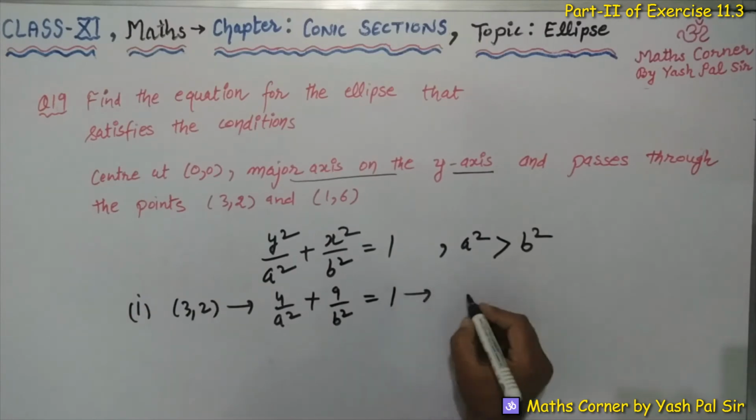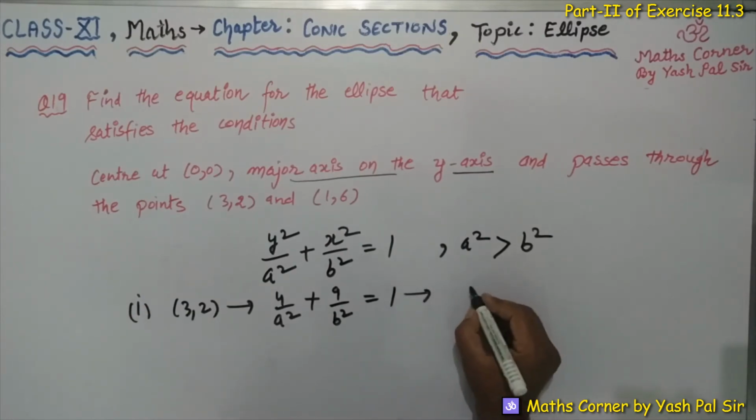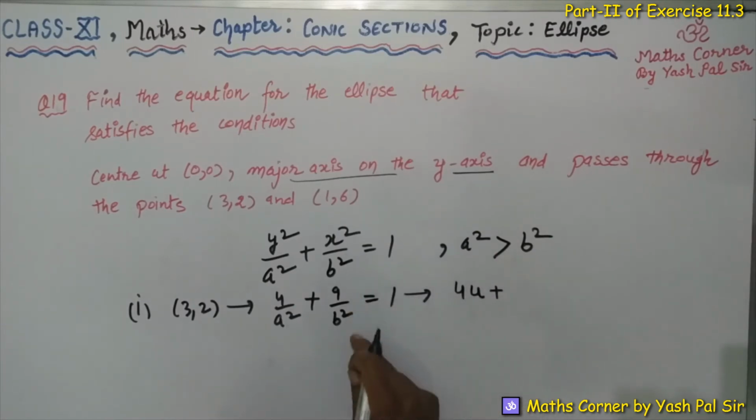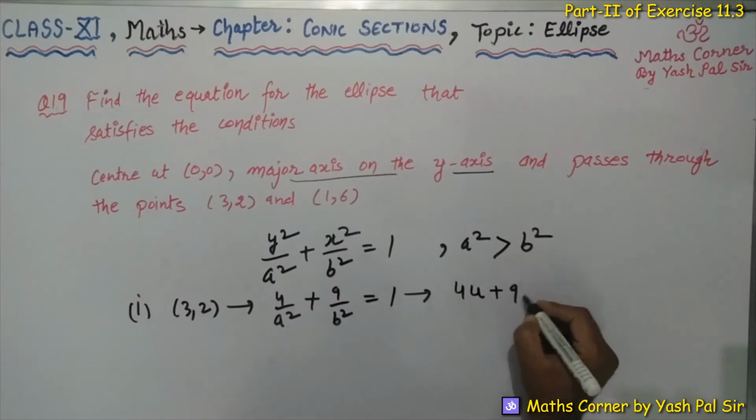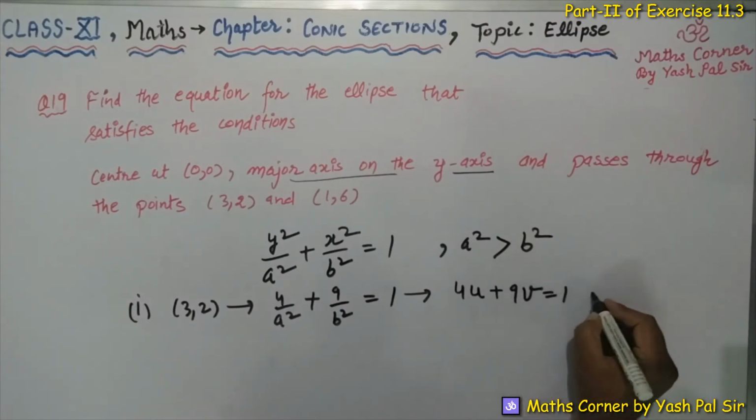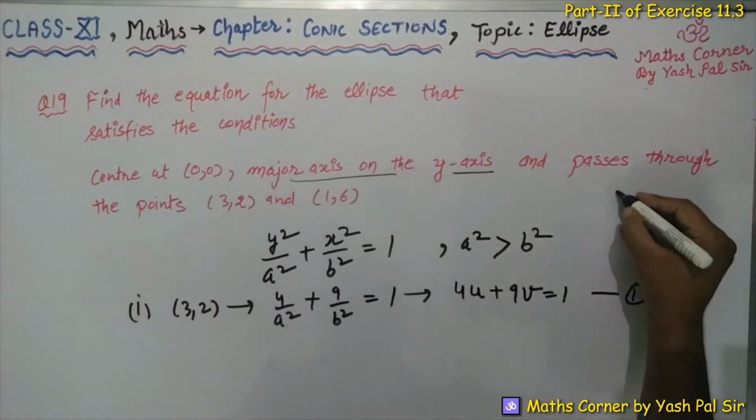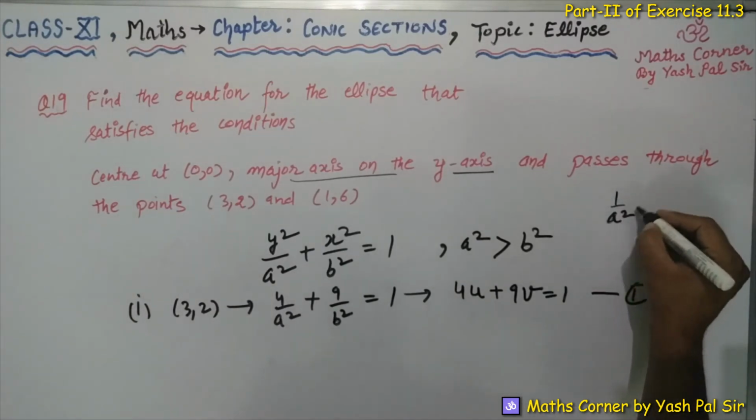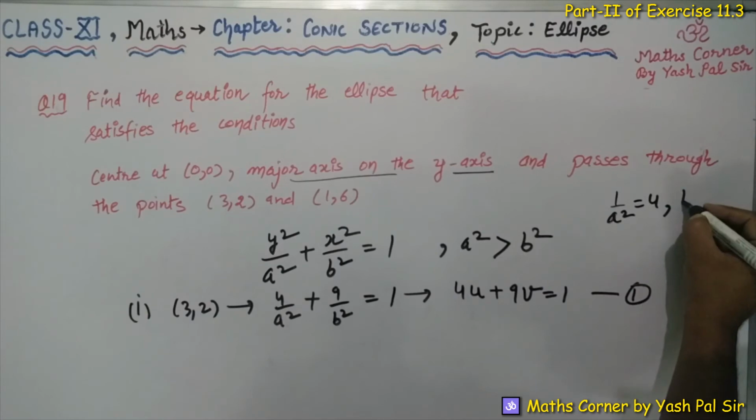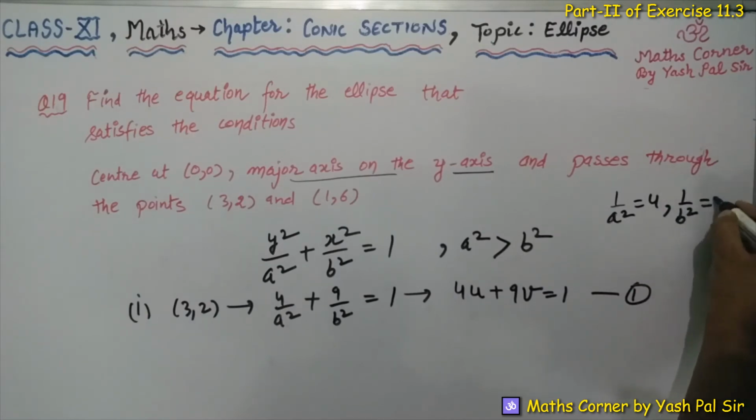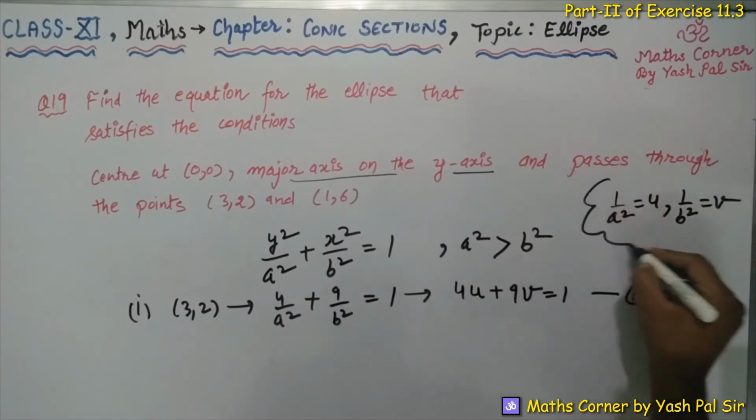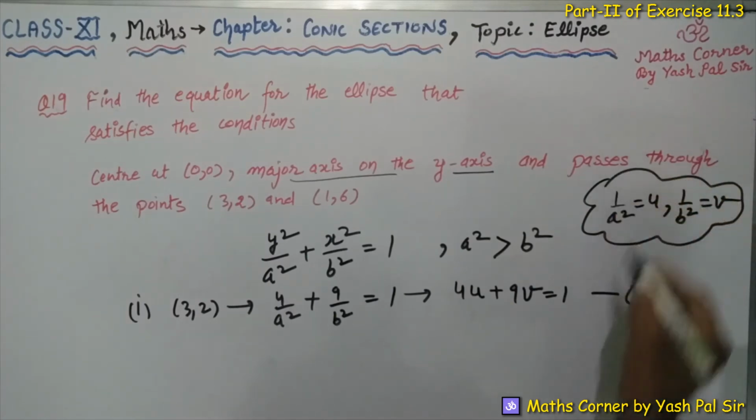Okay, from here we can say 1 upon a square is u, and 1 upon b square is v. So 4u plus 9v is equal to 1, equation number 1. So what we are saying here: 1 upon a square equal to u, 1 upon b square equal to v. This is what we are supposing.